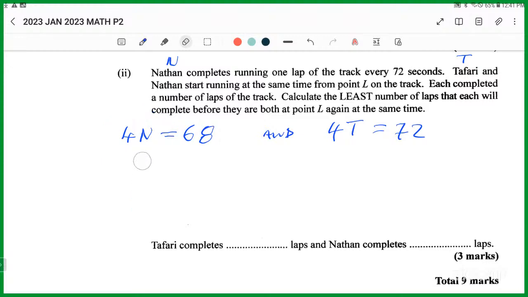I'm going to do it another way and show you. So this will work it out for us. This is just dividing by 4. 68 divided by 4 is 17. And 72 divided by 4 is 18. That means that Tafara is going to do 18 laps, Nathan is going to do 17 laps. Simple as that. You understand that?